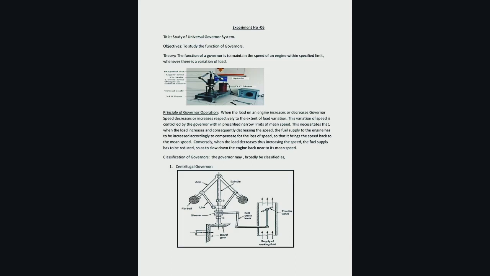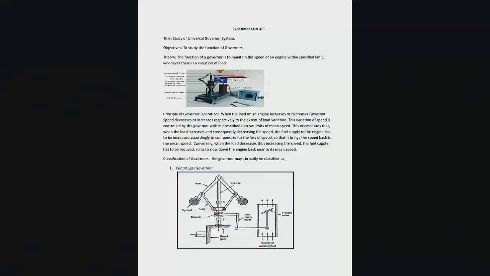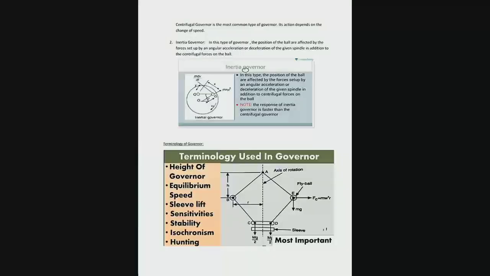Experiment No. 05. Title: Study of Crank and Slotted Bar Mechanism, Shaper Machine. Objectives: to study the quick return motion mechanism. Theory: a quick return mechanism is an apparatus that converts circular motion into reciprocating motion in presses and shaping machines, which are utilized to shape stocks of metal into flat surfaces. This mechanism is mostly used in shaping machines, slotting machines, and in rotary internal combustion engines.